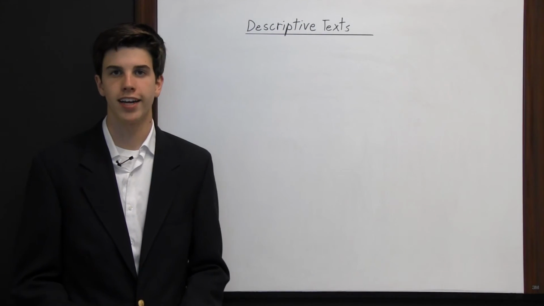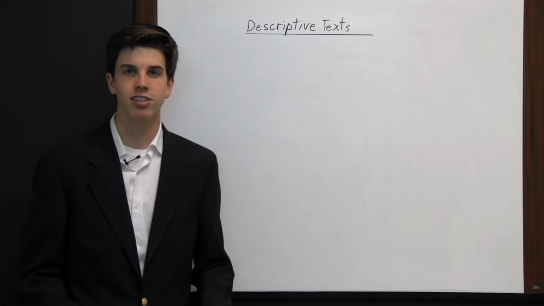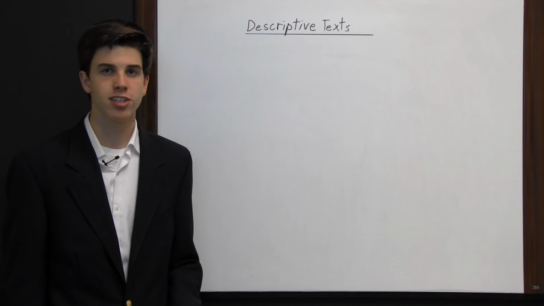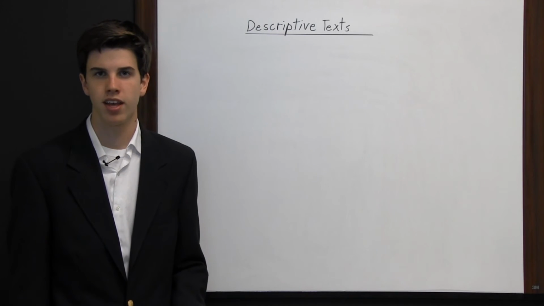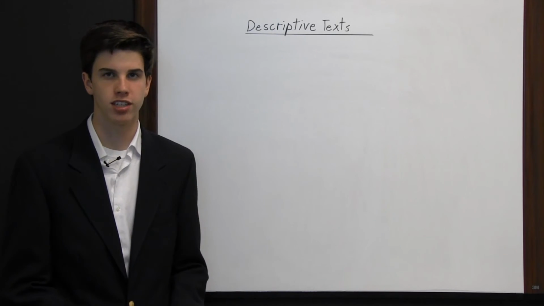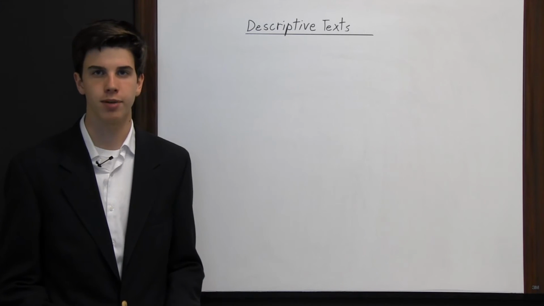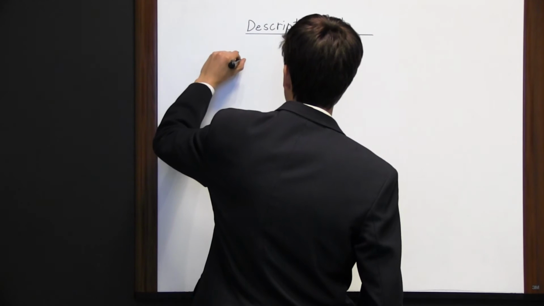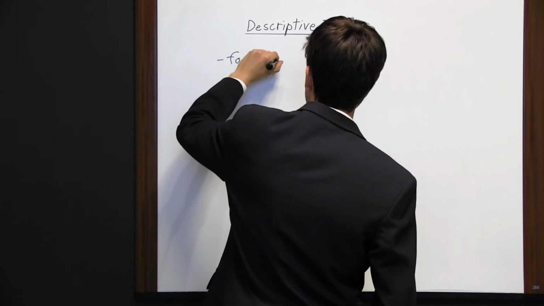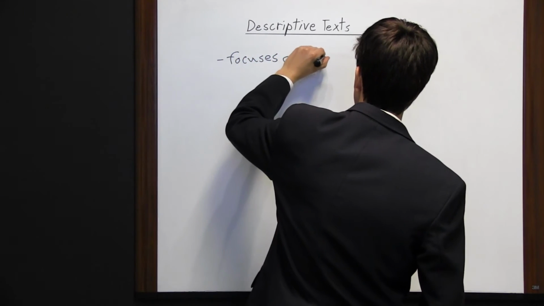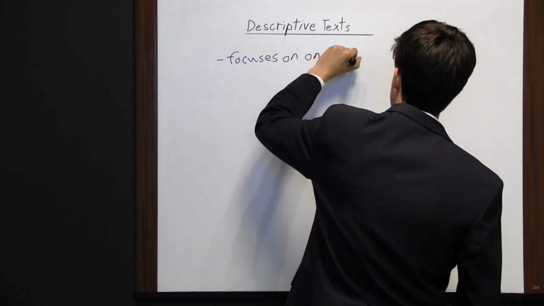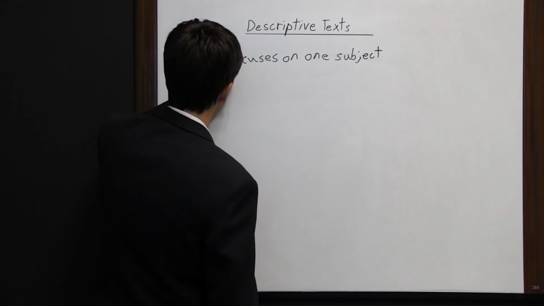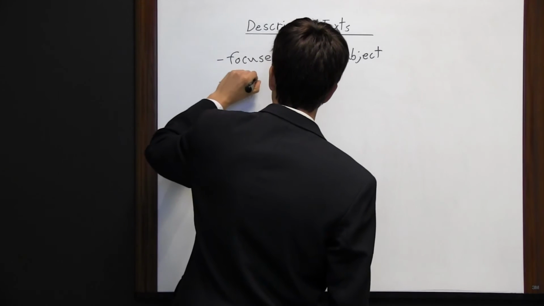Almost any type of writing is descriptive, and it seeks to describe a certain person, place, thing, or idea. But a descriptive text is more specific, and it takes one particular subject and tries to depict that clearly to the reader. So we could say that a descriptive text focuses on one subject. It focuses on one subject and then tries to depict that subject clearly to the reader.